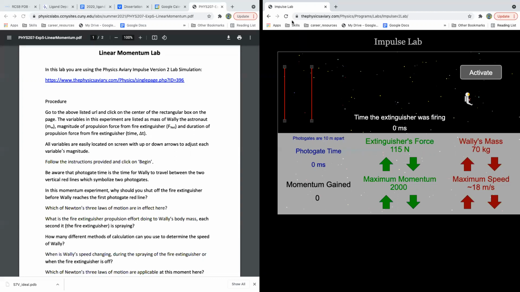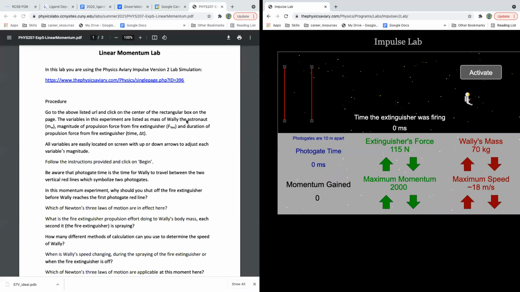So basically we're gonna study the linear momentum around this process, when the extinguisher starts accelerating, and then he passes this distance. The time can be recorded here, and the momentum the astronaut gained, and we can also adjust the extinguisher's force and Wally's mass, and the speed we can monitor. So we can go through step by step to see what we can understand.